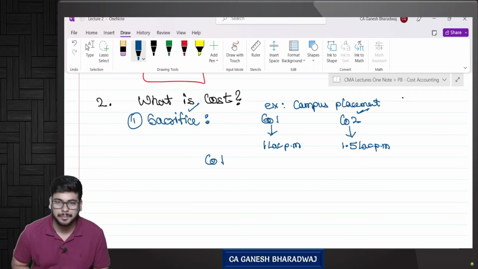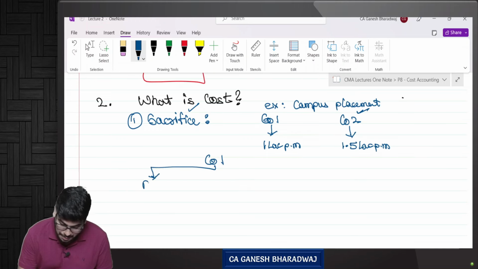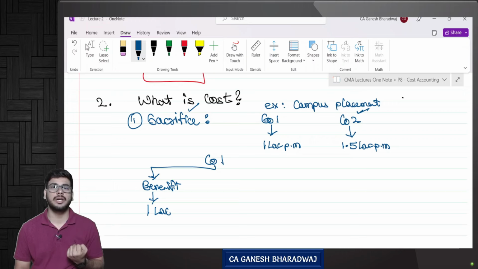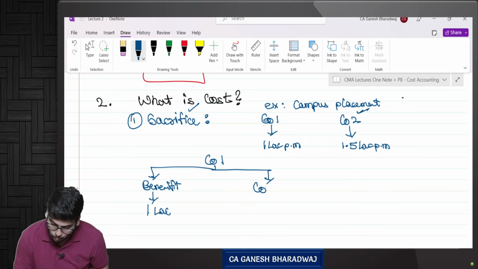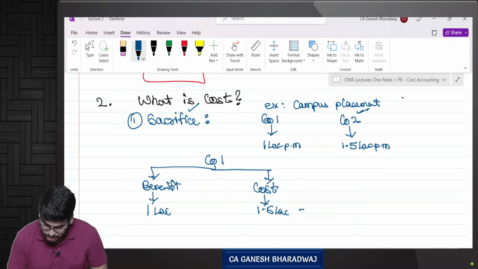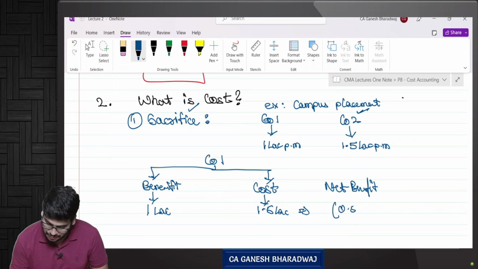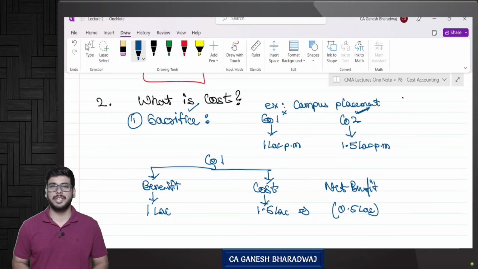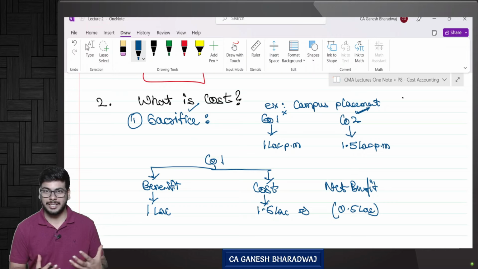If you choose company 1, what is the benefit that you will get? The benefit you will gain is 1 lakh rupees. Correct? But what is the amount that you will lose? You will lose 1.5 lakh rupees. There is another opportunity that I have lost, and that opportunity has a value of 1.5. So here, in this case, the net benefit is minus 0.5 lakhs. And since the net benefit is negative, you didn't go for company 1, you preferred company 2. In other words, you have done a cost benefit analysis.